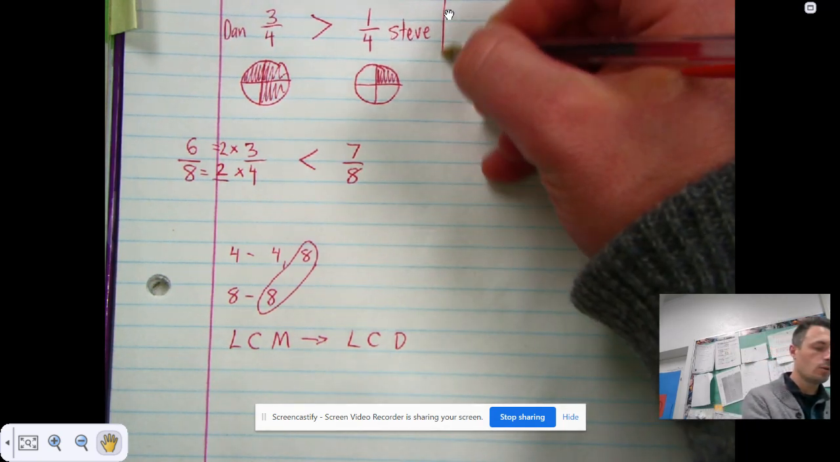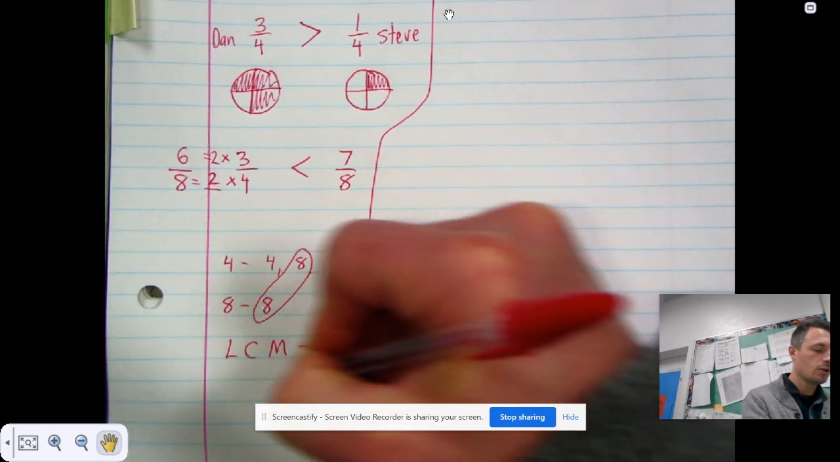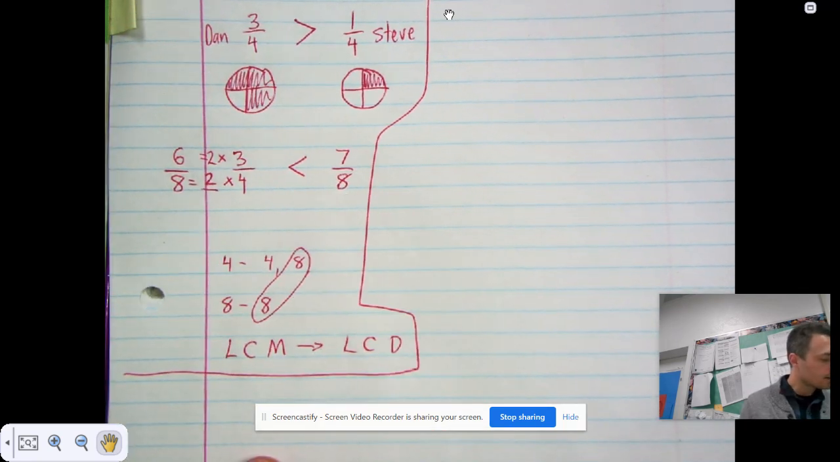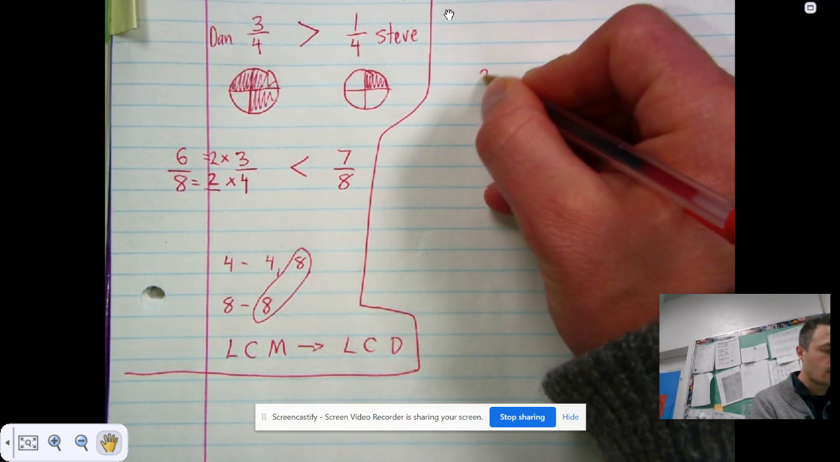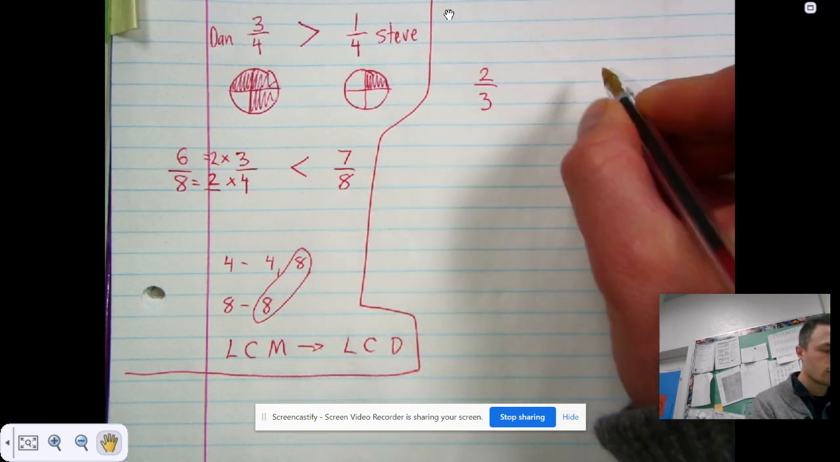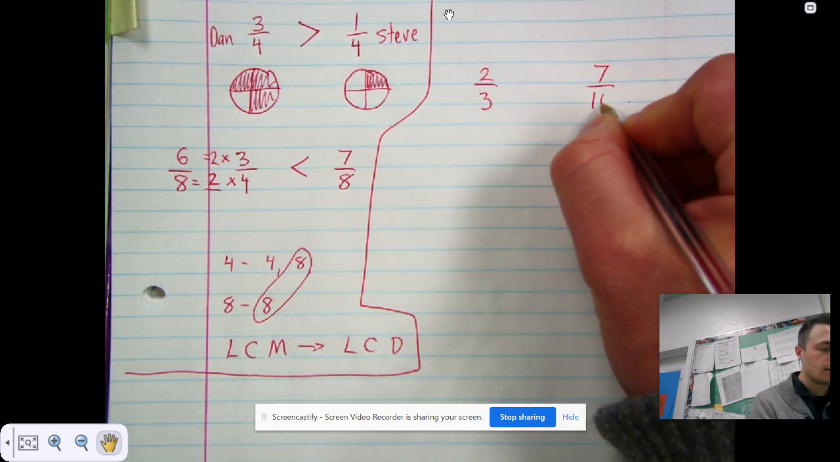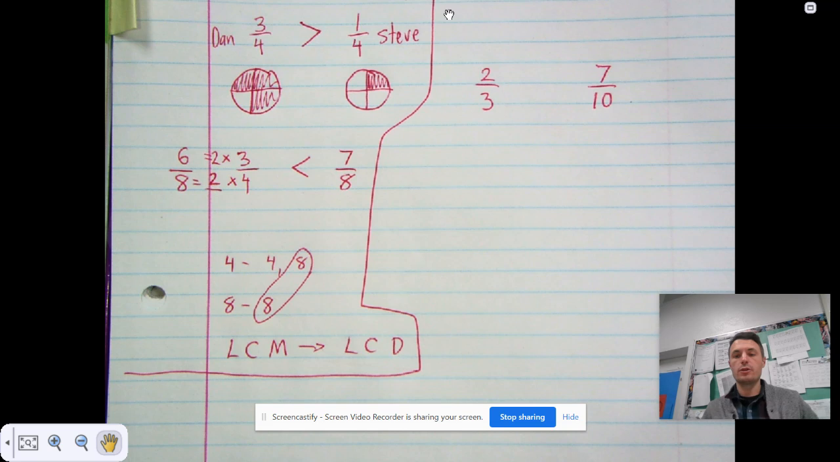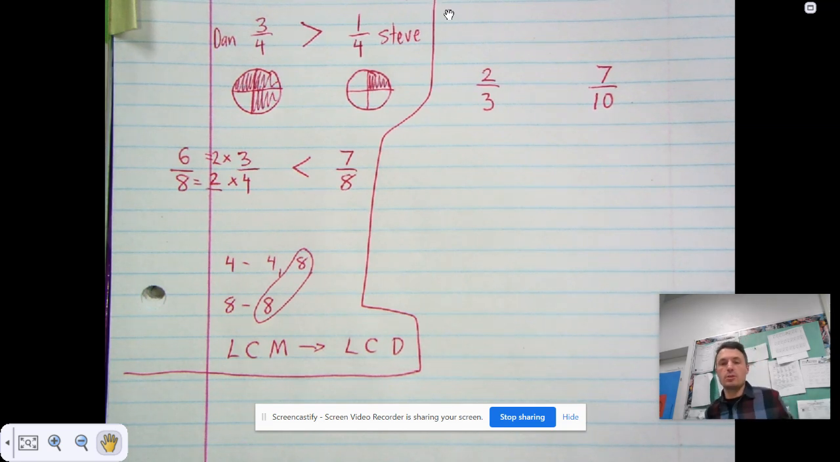Let's do another one. We'll kind of box this off here to separate it from what we'll do next. Let's say we have to compare 2/3 to 7/10. These fractions are hard to compare. And again, what makes them hard to compare? It's the fact that they don't have the same denominator.